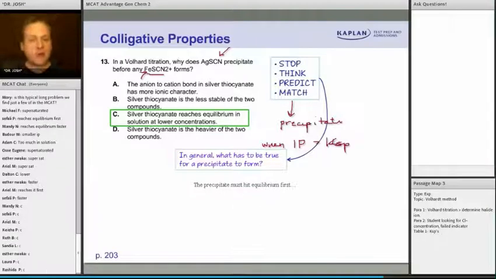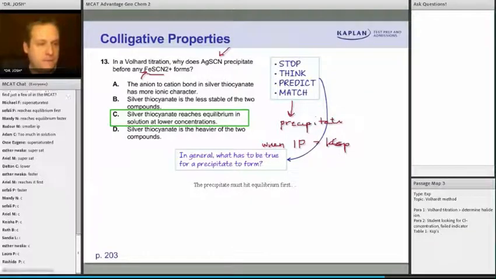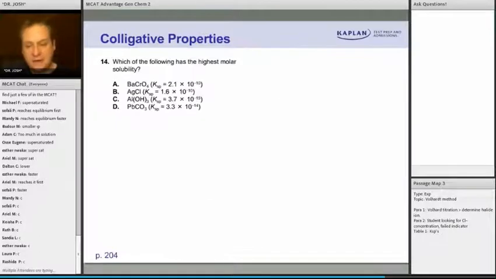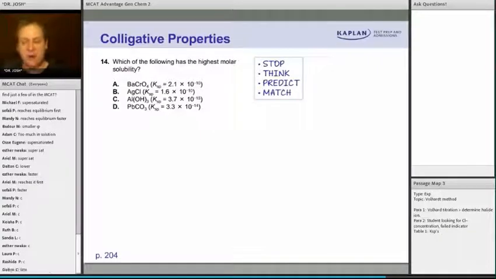So number 12 may have shaken us a little bit, but number 13, win-win. Number 12 may give us some trouble, but number 13, a lot easier to deal with. Now, number 14, does this look like a now or a later question? Which one has the highest molar solubility?